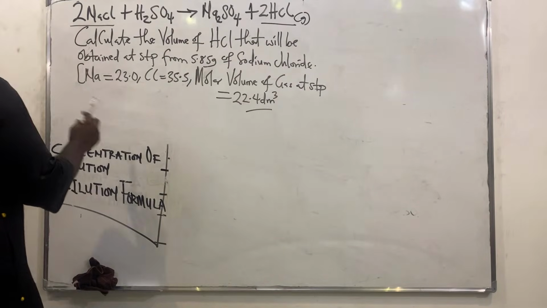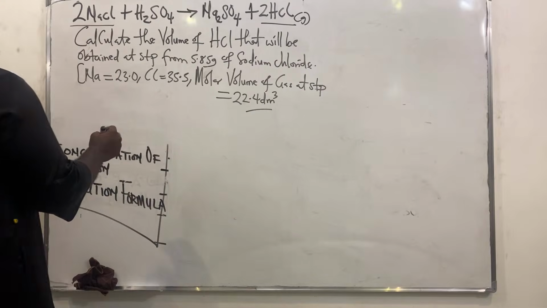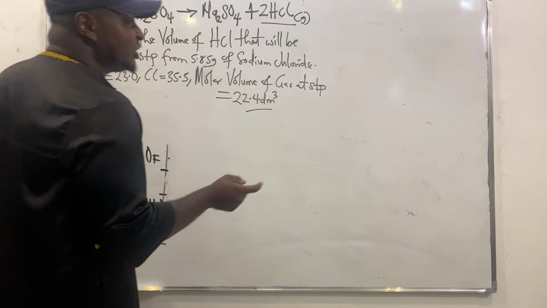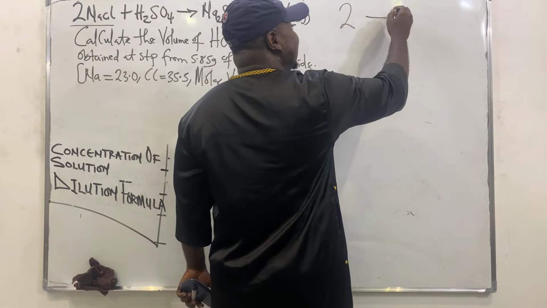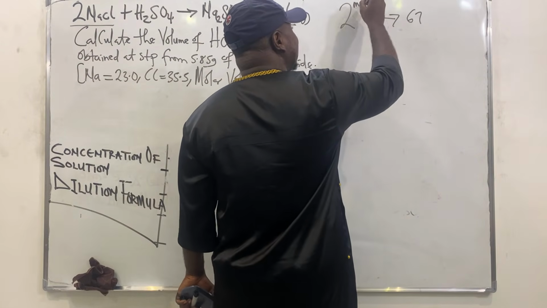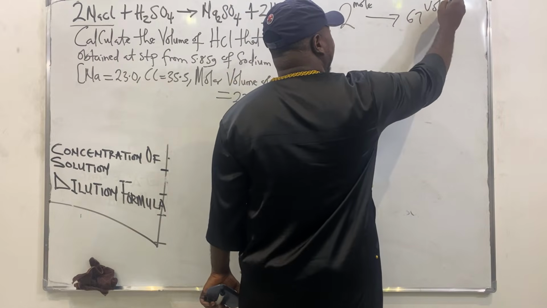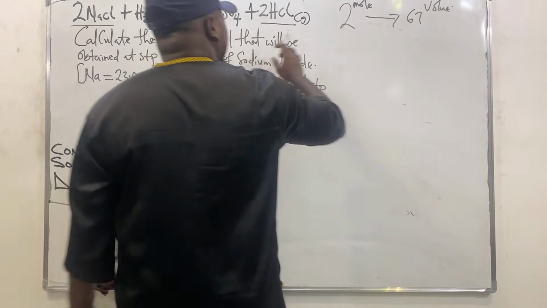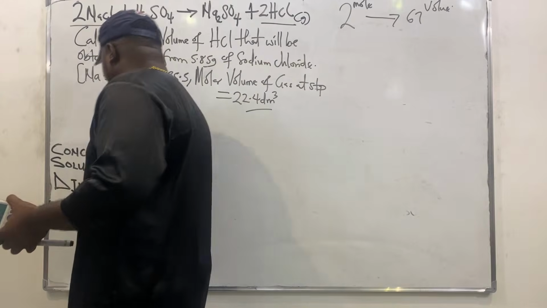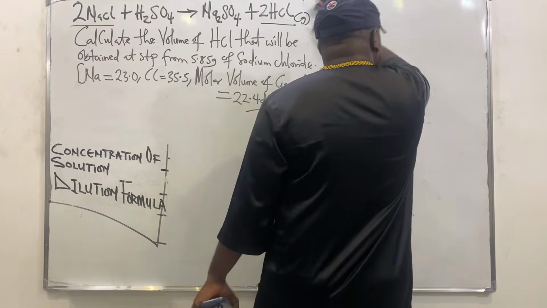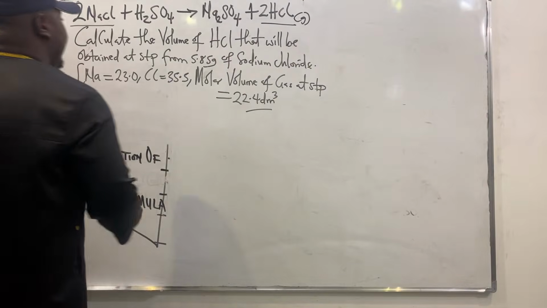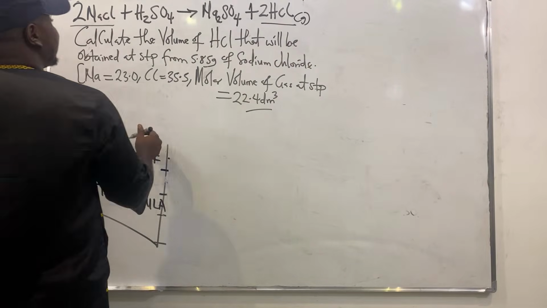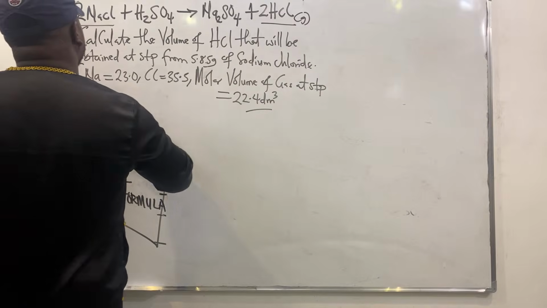Class, this is mass volume stoichiometry. The other one they gave us was mole volume stoichiometry, where we said 2 moles of nickel(III) oxide gives a volume of 7.2. So that had mole on this side and volume on this side. But this one now is mass to volume stoichiometry. What volume of HCl will be obtained from 5.85 grams of sodium chloride?